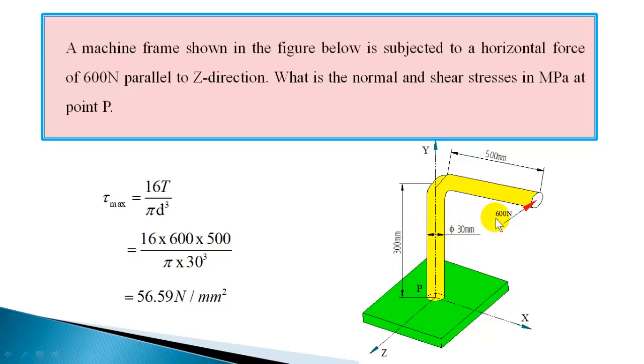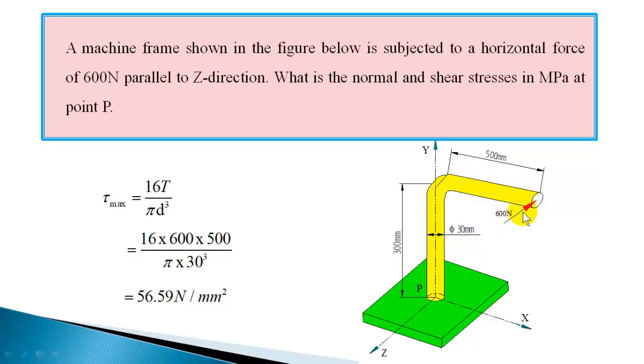So not only is it producing a torque, it is also trying to bend the shaft. This 600 Newton force is also trying to bend the rod, and the bending moment acting is 600 into this distance from the point P. Okay, 600 into 300, that will be the bending moment acting at P.